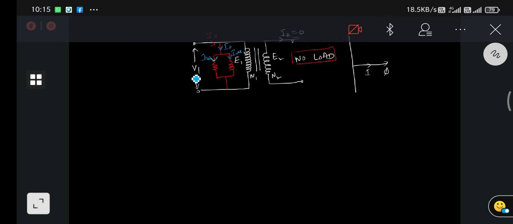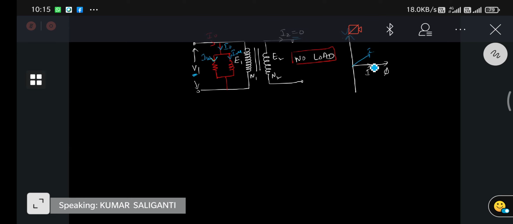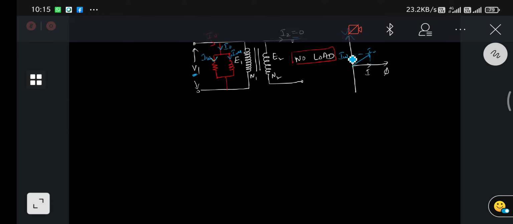So this is V1. The I naught is the combination of the working component, which is in phase with V1, and the magnetizing component, which is always in quadrature with V1. There is exactly phi naught here. E1 and E2 are like that. This is the no load phasor diagram.